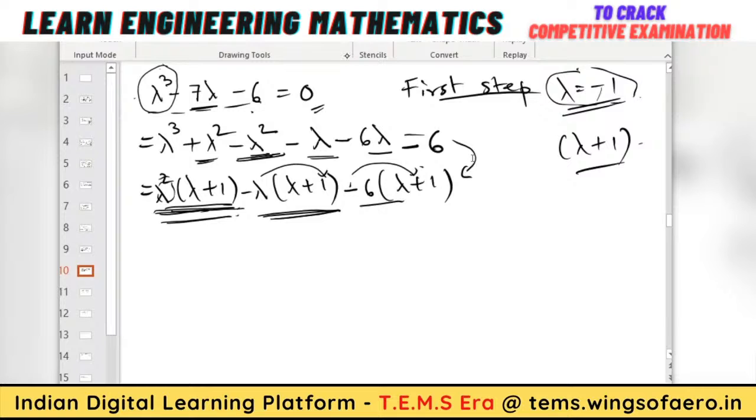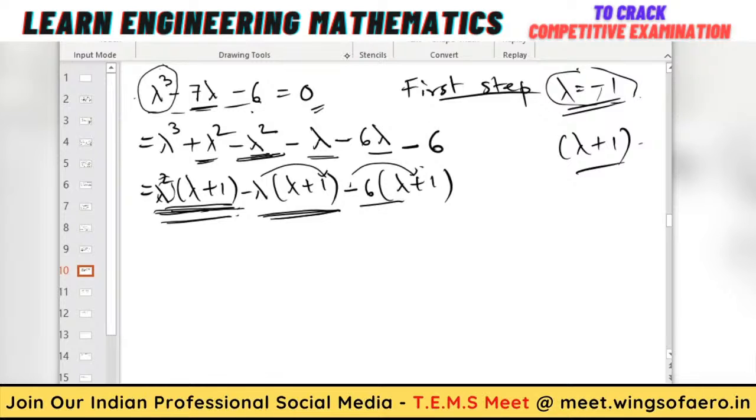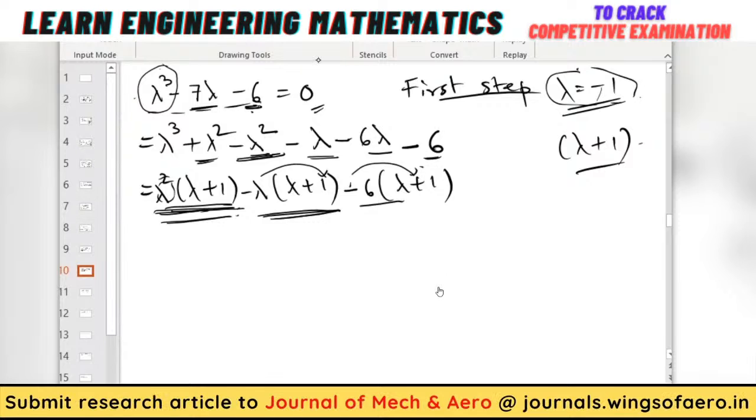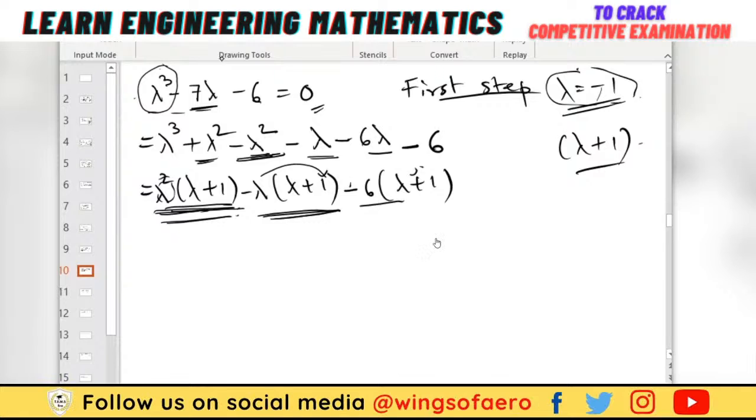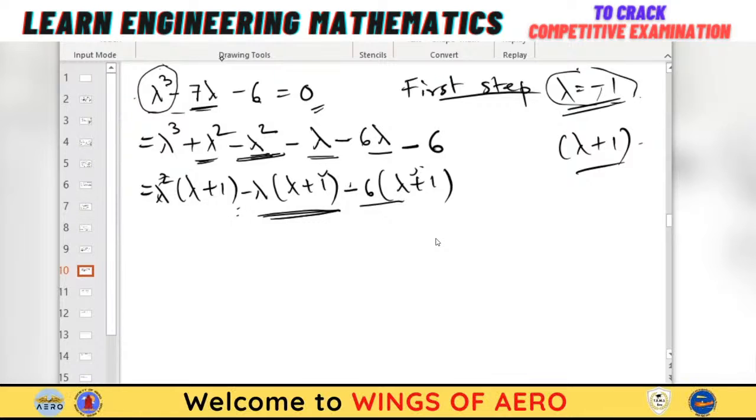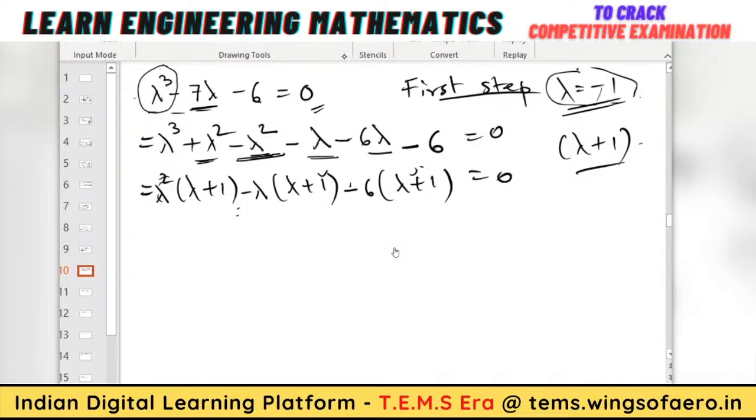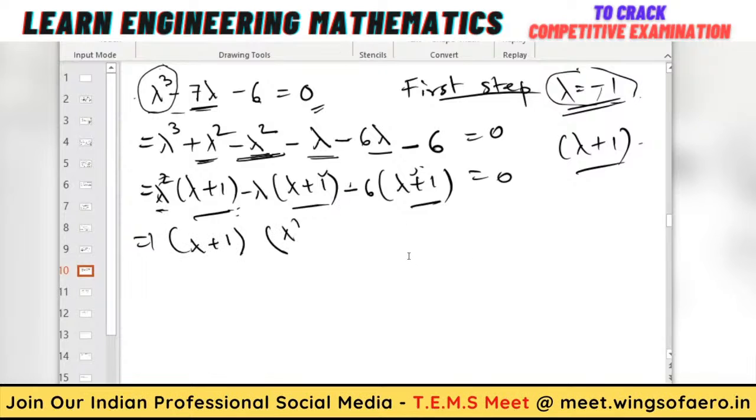Got it? Yes, sir. Now look at this, this minus 6 will be equal to this minus 6 always. If it is not equal, then you are wrong. Some wrong calculation you have done. Okay. Yes, sir. Now you got the answer. This is equal to 0. Now lambda plus 1, lambda plus 1, lambda plus 1, just take it common. And lambda square minus lambda minus 6 is equal to 0.